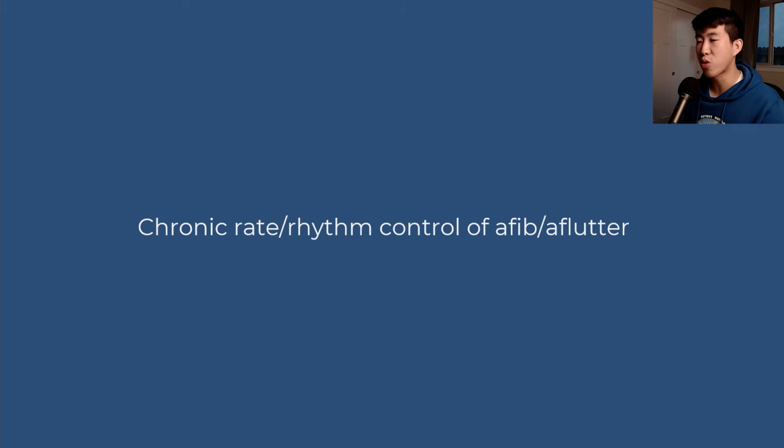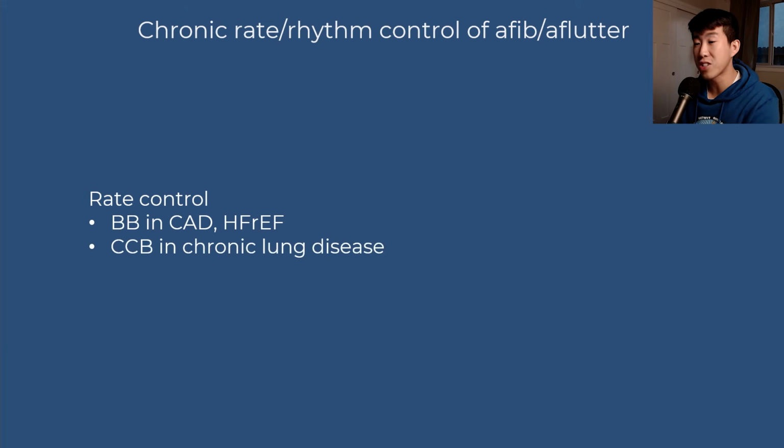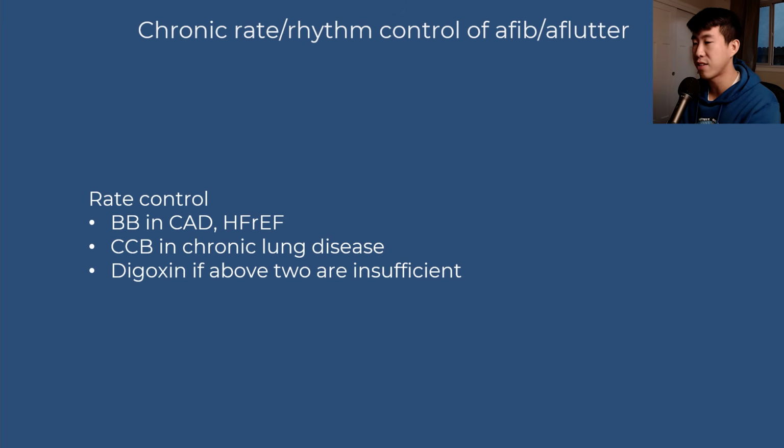Next, let's talk about chronic rate and rhythm control of atrial fibrillation and atrial flutter. So rate control, we kind of already discussed, the basic medications that you're going to be giving. So beta blockers, especially if they have coronary artery disease or heart failure with reduced EF. Calcium channel blocker would be slightly preferred if the patient has chronic lung disease and you want to avoid beta blockers. And then digoxin to be added if the above two are insufficient. So rate control, pretty simple.